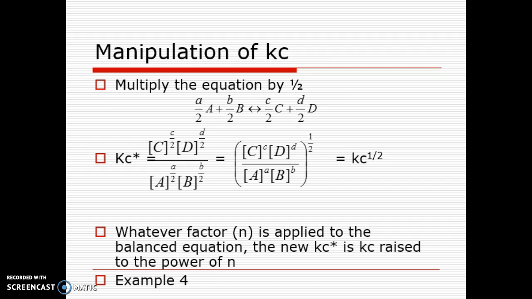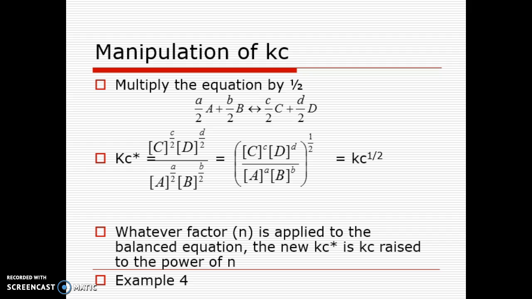So if I wanted to multiply all of my coefficients through by a factor of 3, then Kc gets raised to the 3rd power. If I wanted to divide by a factor of 5, then Kc gets raised to the 1/5 power. If I wanted to take the reverse reaction and multiply all my coefficients by 2, I would raise Kc to the -2nd. Let's take a look at another example.